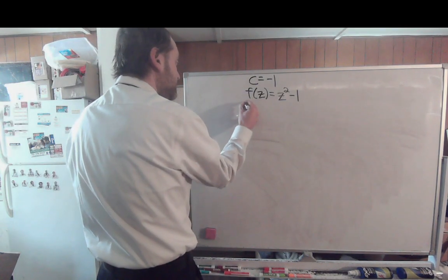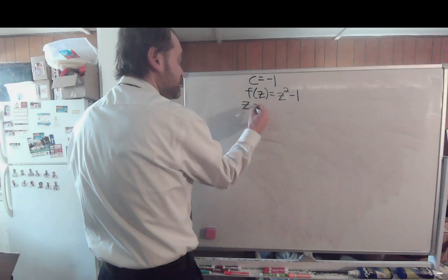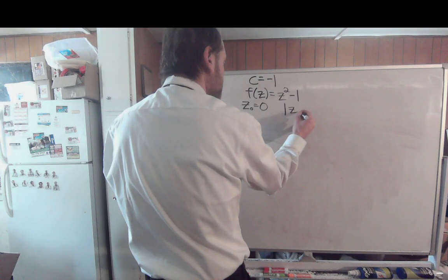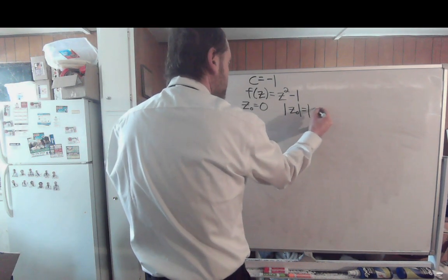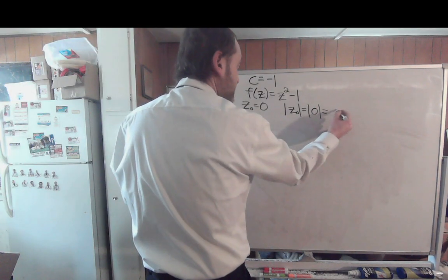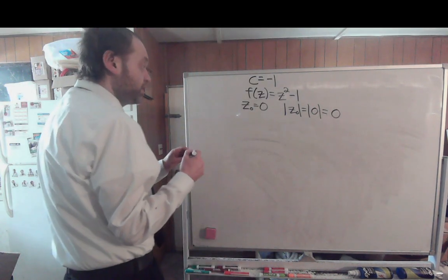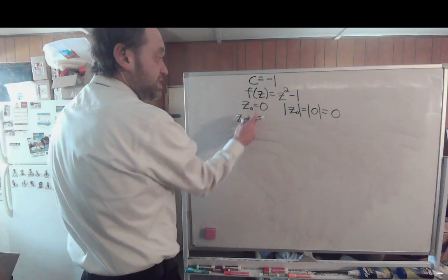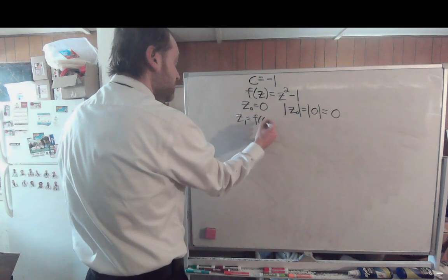Well, z sub 0 is just 0 by default. The absolute value of z sub 0 would equal the absolute value of 0, which is simply 0. Okay, we got that one for free. Z sub 1 would equal your f of z sub 0, which is just f of 0.